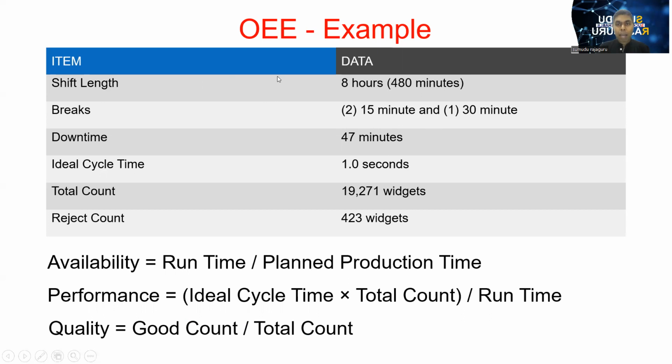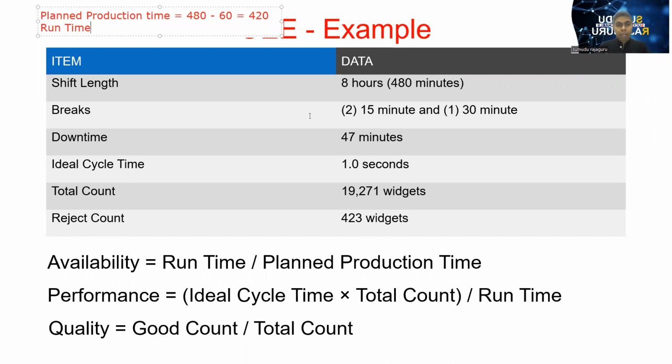So what is the planned production time? Planned production time equals 480 minutes minus the 1 hour of breaks, 60. So the answer is 420. Planned production time is 420 minutes. Then what is the runtime?